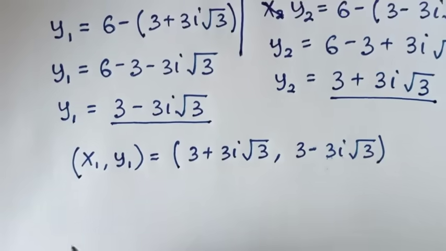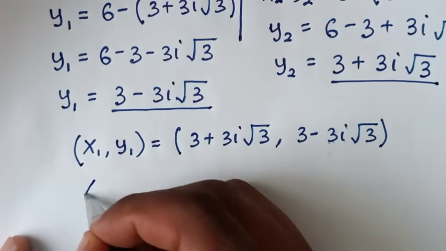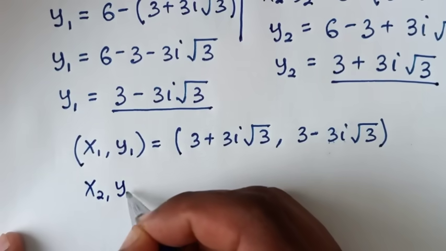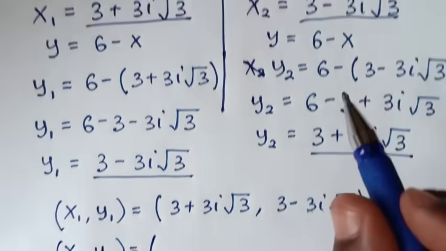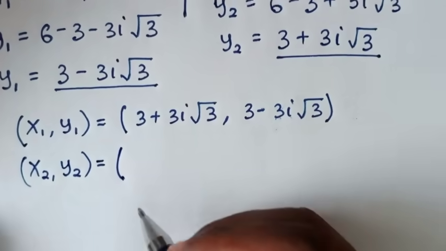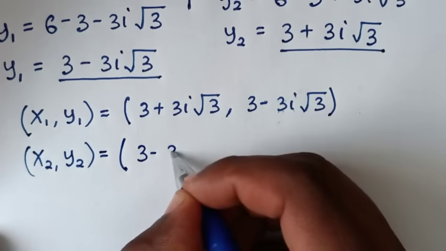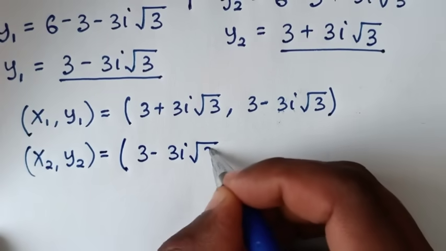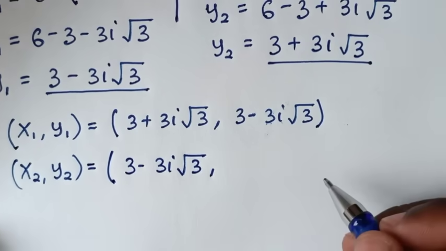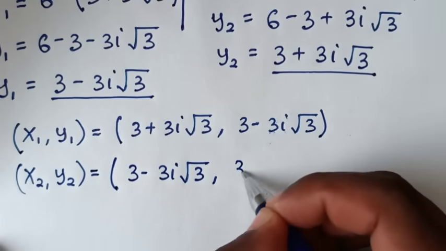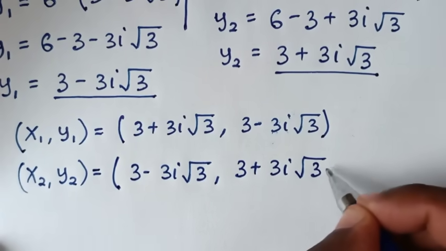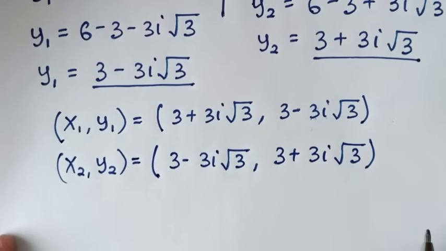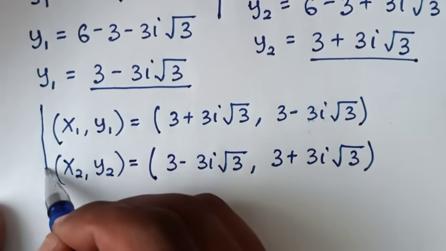So our conclusion from the second solution, it will be x2 comma y2 is equal to x2 it is this, so here it will be 3 minus 3i square root of 3 comma y2 it is this, so it will be 3 plus 3i square root of 3. So this is the conclusion from the second.